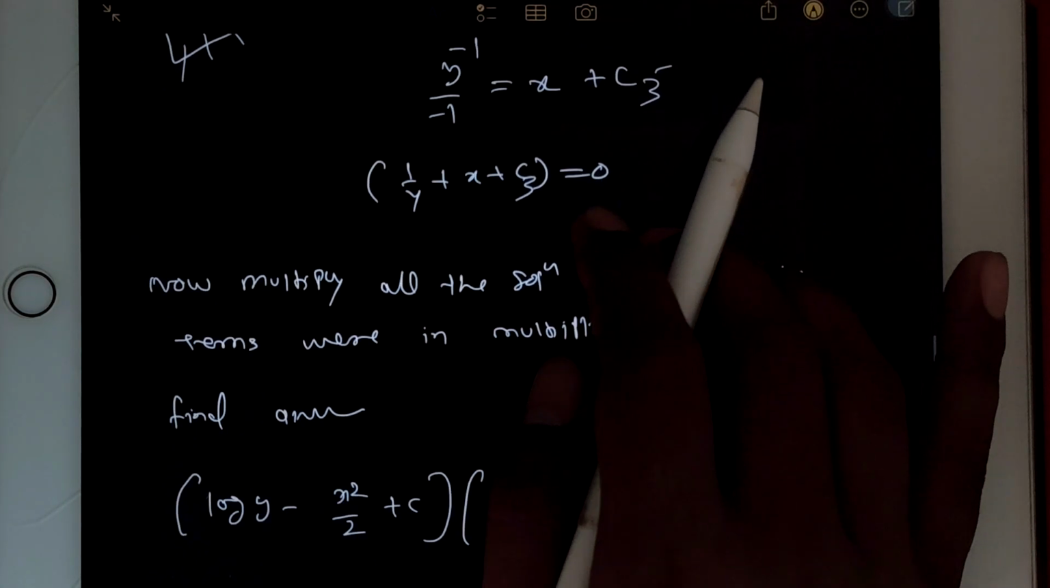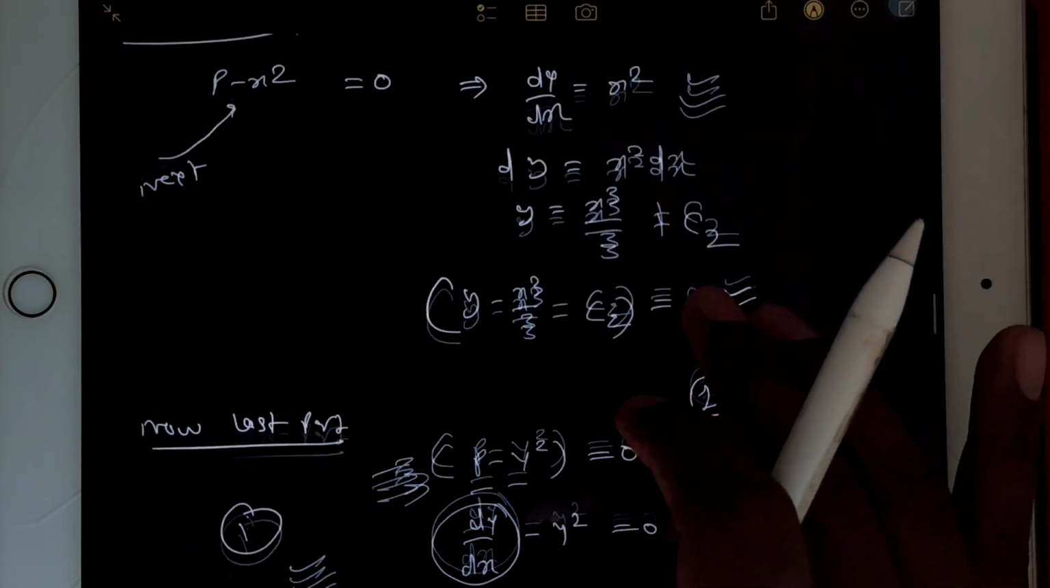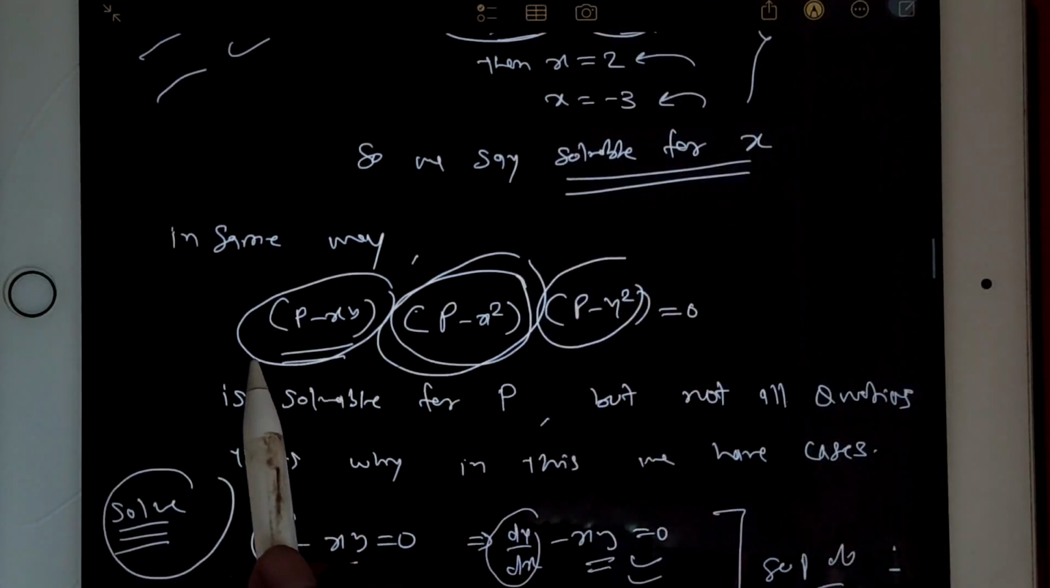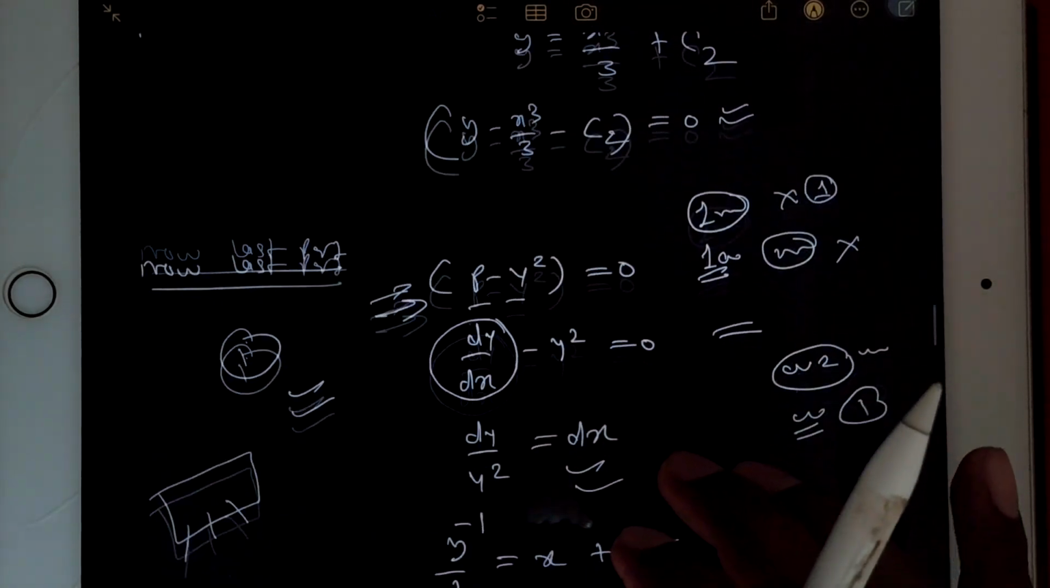Now what do you do? Multiply all the answers together. Why do you multiply all the answers together? Because in the question itself, part 1, part 2, part 3, they were multiplied. So this is the way to solve. Separately we solve them. Can we do this? Yes, we can do that. Okay, done.